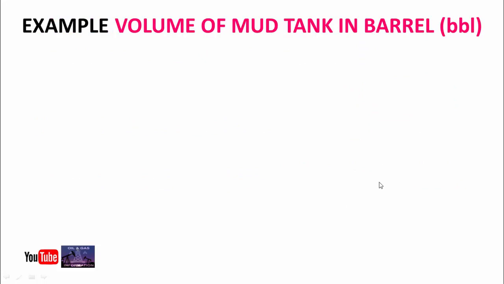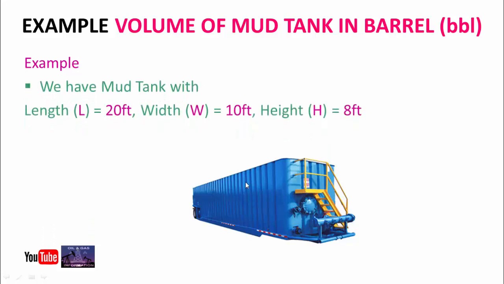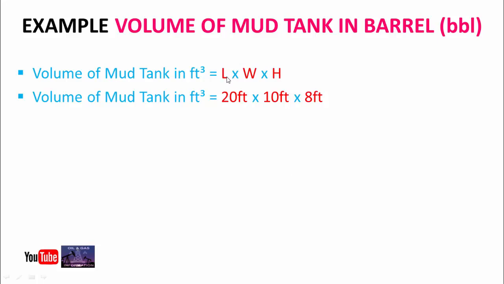Now we take an example for mud tanks. Let's suppose you have a mud tank, let's suppose this mud tank's length 20 feet, width 10 feet, and the height 8 feet. What will be its volume of this mud tanks in barrel BBL? Now we solve this example. As we already know, volume of mud tanks in cubic feet is equal to L into W into H. So here we simply replace the values. L is replaced with 20 feet, W is replaced with 10 feet, H is replaced with 8 feet.